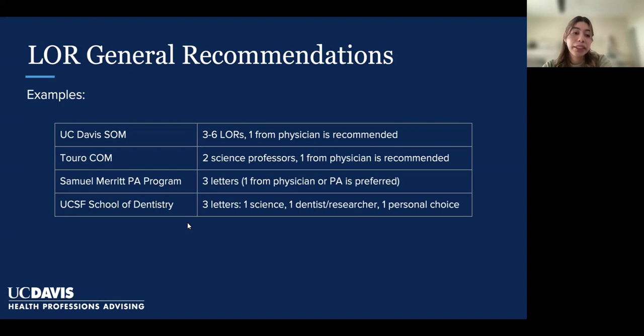So, for example, UC Davis School of Medicine wants 3 to 6 letters of recommendation. One from a physician is recommended. And usually when it says recommended, it's because they want you to get that letter of recommendation. I have an osteopathic school, Touro, which wants 2 science professors and 1 from a physician. Samuel Merritt PA program wants 3 letters, and 1 from a physician or PA is preferred. So again, as I was saying in the previous slide, some health professions like DO want you to submit a specific letter from a DO. UCSF dentistry wants 3 letters: 1 science, 1 dentist, 1 personal choice.